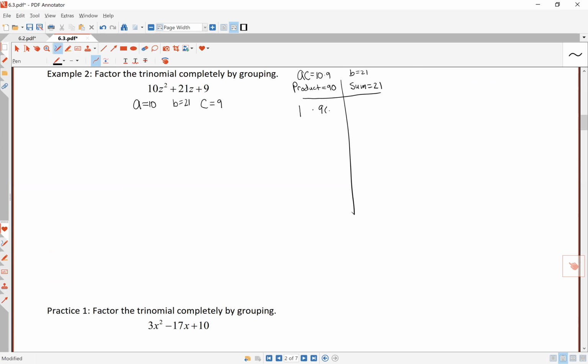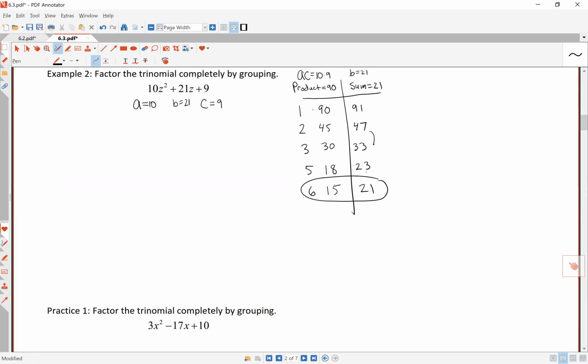1 and 90 is way too big. 2 and 45, still too large. 3 and 30 is 33, but we're getting closer to 21 now. 4 doesn't go into 90, but 5 does: 5 and 18. Now we're down to 23. And 6 goes into 90 15 times, and there's the 21 that we're after.